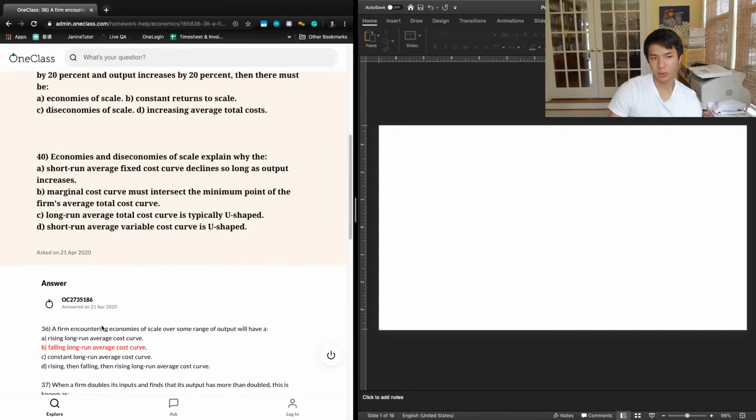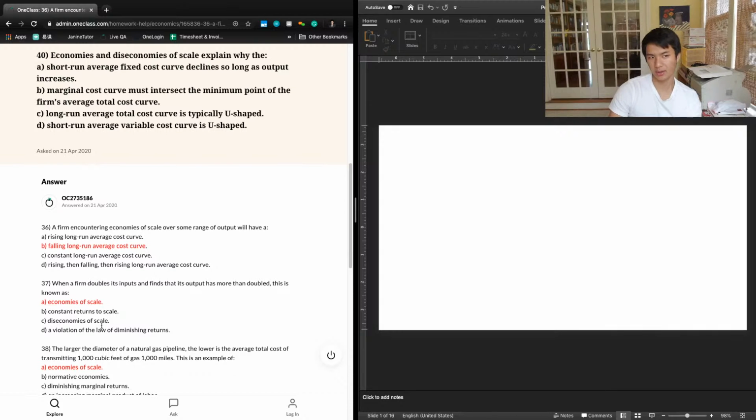And finally, question 40 says, economies and diseconomies of scale explain why the A, short-run average fixed cost curve declines so long as output increases. B, marginal cost curve must intersect the minimum point of the firm's average total cost curve. C, long-run average total cost curve is typically U-shaped. Or D, short-run average variable cost curve is U-shaped. And so usually what we'll see is you'll experience economies of scale in the short run. In the medium term, you'll experience constant returns to scale. In the long term, you experience diseconomies of scale.